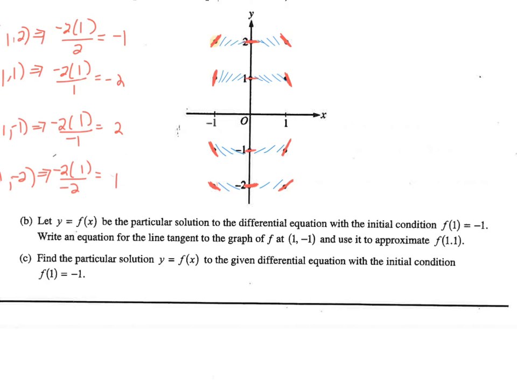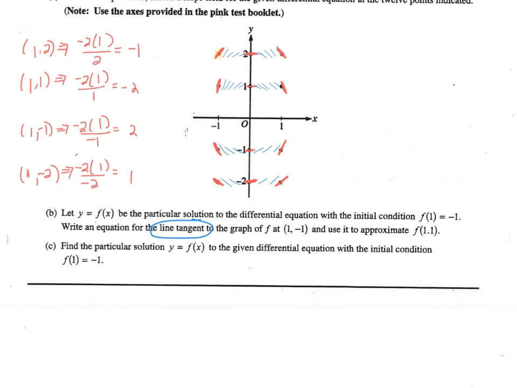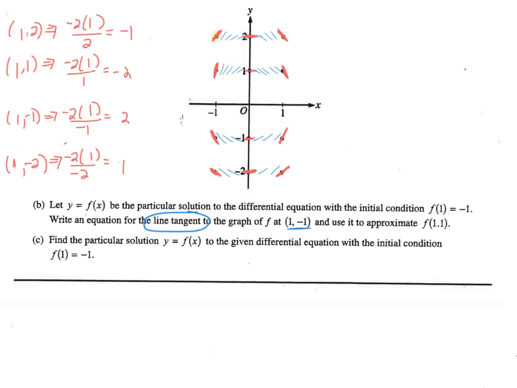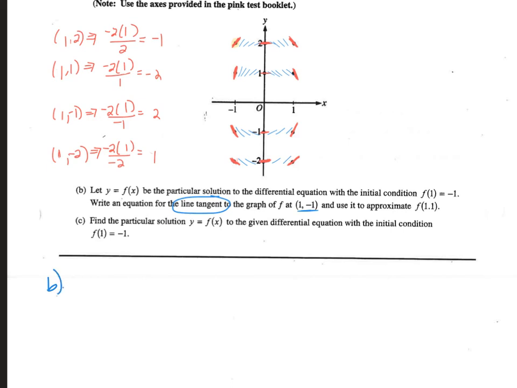All right, part B, again we have a particular solution, and we're asked in part B to find a tangent line, and in part C to find the particular solution. So anytime we do a tangent line, we need a point and we need a slope, and they're asking us to do it at 1, 1. So we've got part B, we have our point. Our point is 1, 1. We've figured out the slope at 1, 1 to be negative 2.